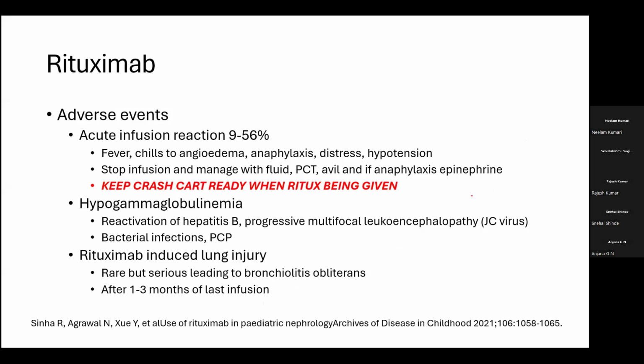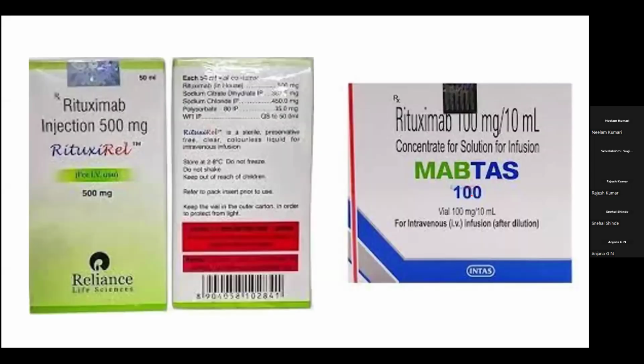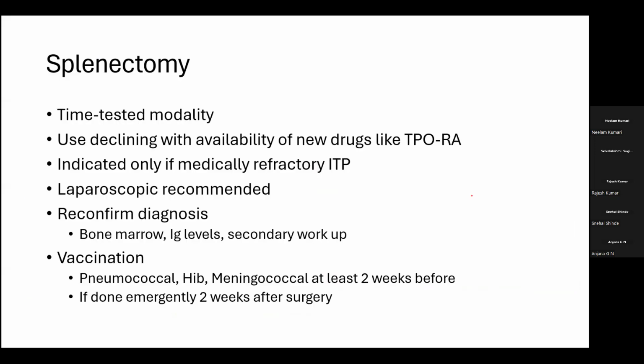Other than the acute infusion reaction, which can be managed similar to how you deal with an IVIG reaction, there are other concerns that it can lead to immunodeficiency, hypogammaglobulinemia, reactivation of severe viral infections, and even other infections. You have to watch out for that. Another rare injury is rituximab-induced lung injury, which I have personally never seen in my practice. It's very rare. This is again just pictures of rituximab injections which are commonly available in the market.